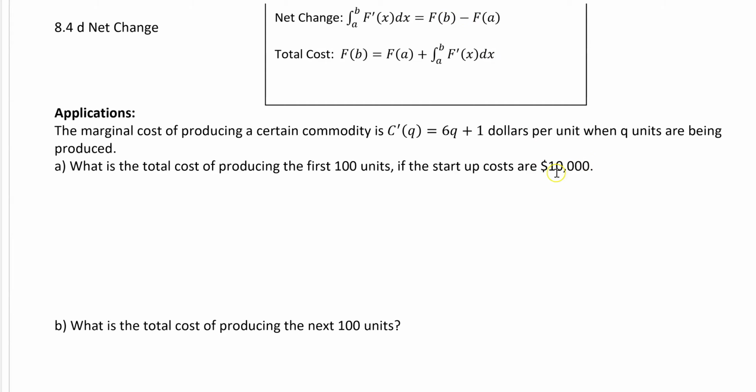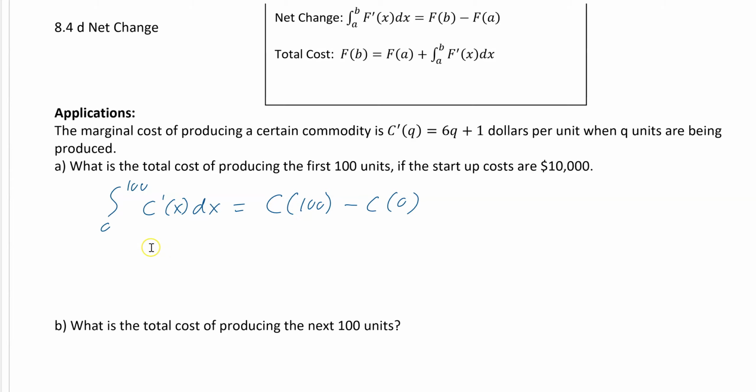Well, if 0 already had a value, then we have to add that in. So what we end up with is this. Let's actually do the integral and then we'll solve it. I'll show you what I'm talking about. So the integral from 0 to 100, that's the net change in cost, of c prime of x dx. And so what this would become is c of 100 minus c of 0. So you can see that is the cost for the first 100 units.